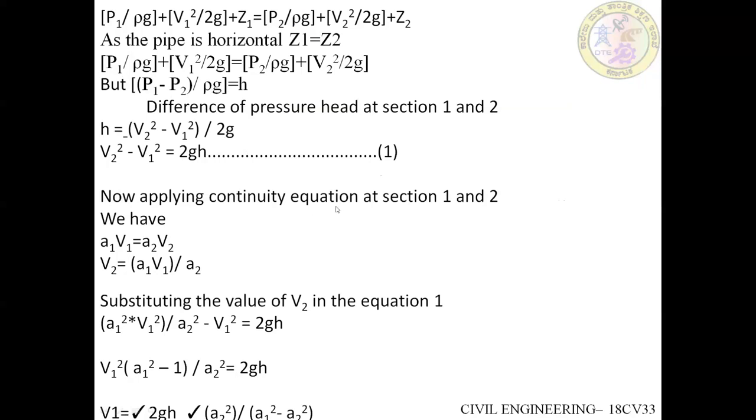Now applying the continuity equation at section 1 and 2, we all know what the continuity equation is. It is Q is equal to A1 V1 is equal to A2 V2. So by this, I have taken V2 is equal to A1 V1 by A2. Substituting the value of V2 in equation 1, we will get V1 is equal to root of 2gH, times root of A2 square by (A1 square minus A2 square).